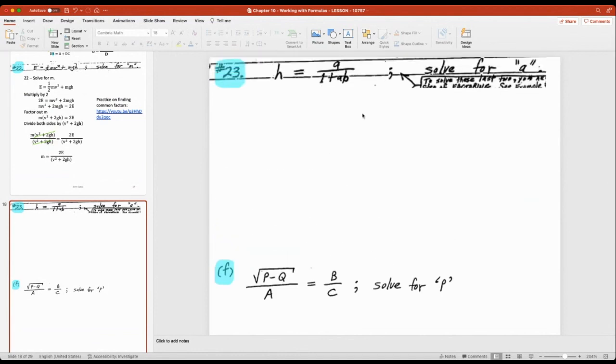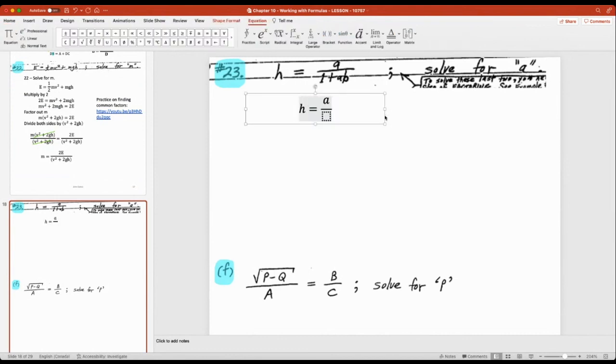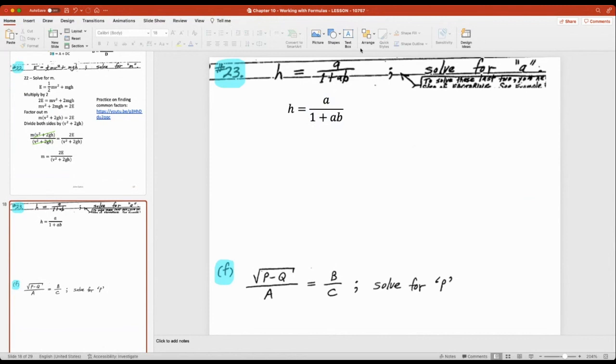So here's our next example. I'll retype this one because it might be difficult to read from this angle. So this is a over 1 plus ab. That's the formula. We're solving for a. I'll just put a in quotes.